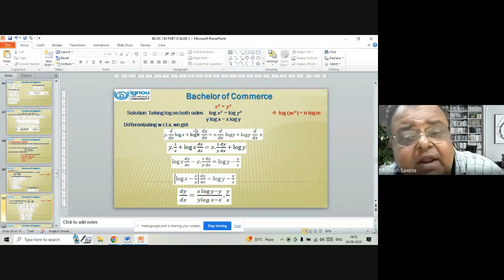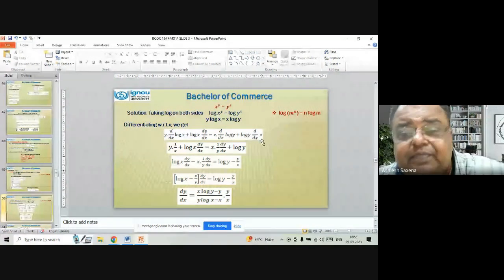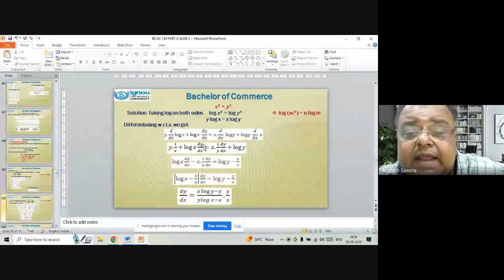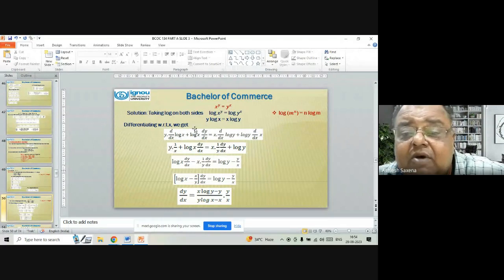This will be log x dy by dx is equal to derivative of log y, I told you derivative of log y is 1 by y into dy by dx. Plus log y into derivative of x is 1. So I'm left with this. I will be just combining these. That means I will be taking these dy by dx on left hand side, and I will be bringing this on the right hand side.